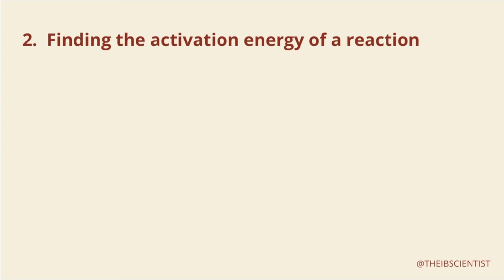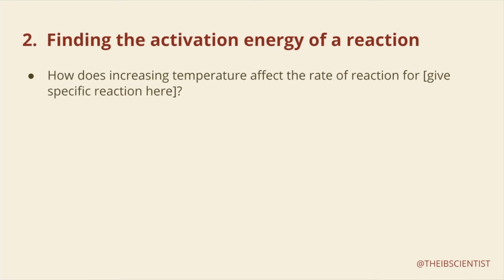The second IA idea has to do with finding the activation energy of a reaction. So this would sort of be a two-step IA, and I would recommend that this go to somebody who is sort of in higher level, who has a really good grasp on this kind of stuff, because it can get a little bit convoluted. So this question is, how does increasing temperature affect the rate of reaction for a given reaction? So I left that blank, but you would probably insert the reaction that you're concerned with there.